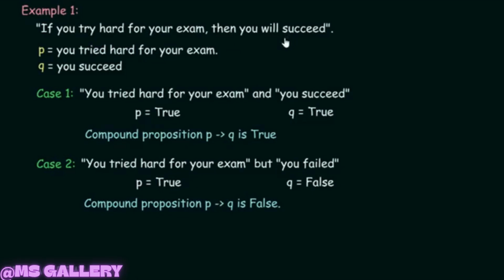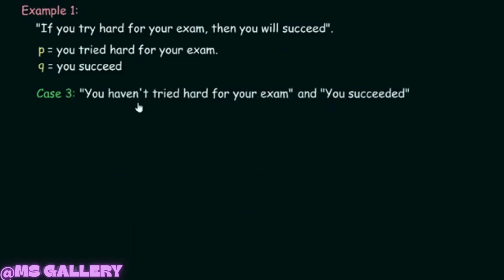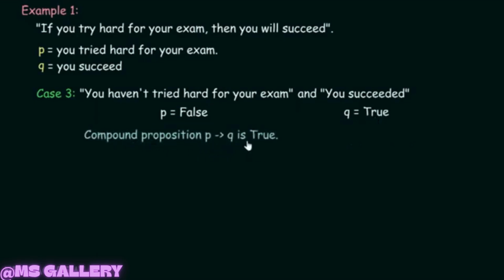Now let's consider case number 3. You haven't tried hard for your exam and you succeeded. Now this is one of the most interesting cases we need to understand very carefully. Here P is false, right? This particular proposition P is false. You haven't tried hard for your exam, but your luck favors you and you succeed. That means P is false and Q is true. According to the truth table, when P is false and Q is true, the compound proposition P implies Q becomes true.